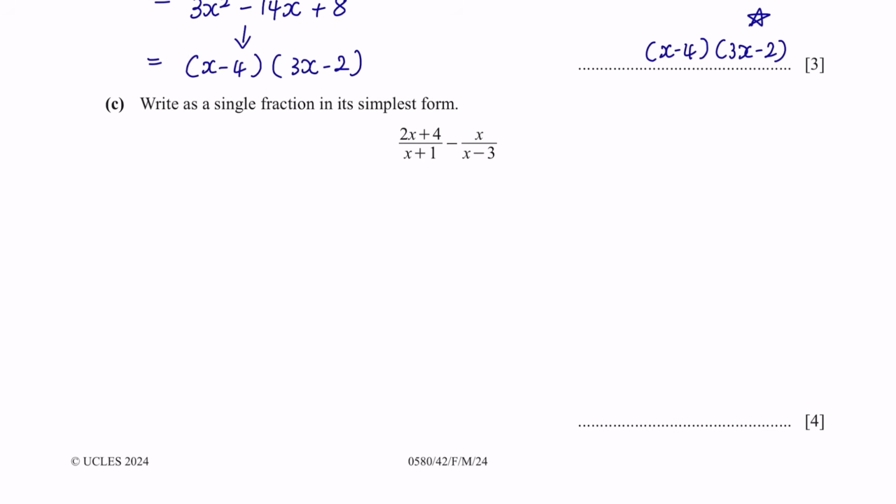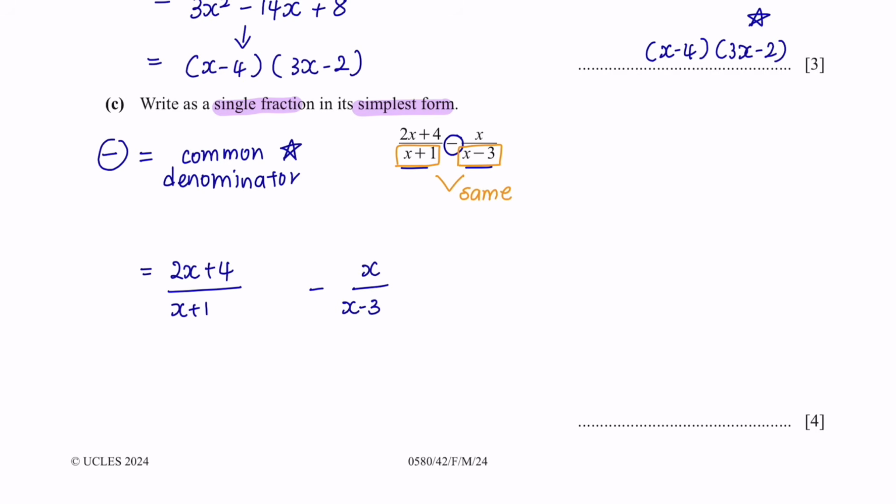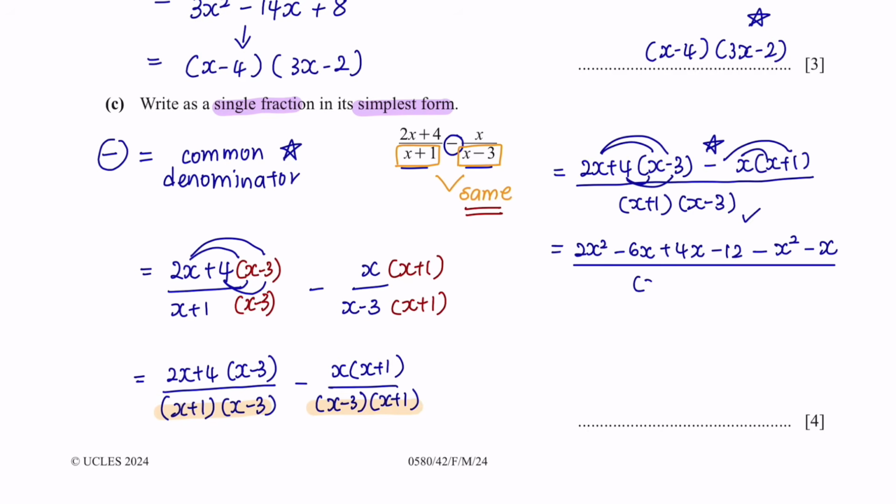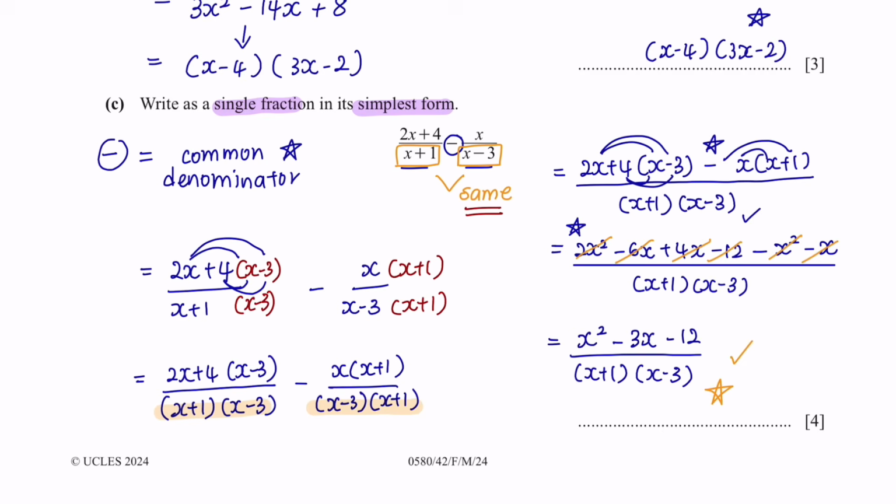So that's your final answer. Next, question C. Write as a single fraction in its simplest form. We have to do subtraction for two fractions. The rule of subtraction for fractions is that you must have a common denominator. And for now, we do not have that. So we need to make this the same value. So to find the common denominator, we're going to do the cross multiplication. And let's solve this. Okay, now that we have a common denominator, we will write this as a single fraction. Now we can open up the brackets over (x + 1)(x - 3). And then let's simplify the numerator.